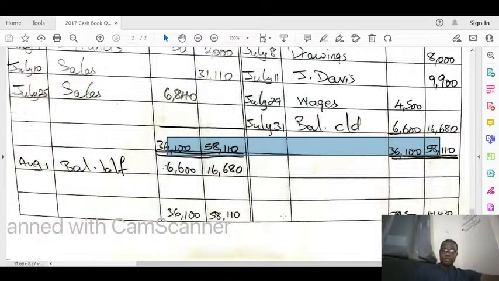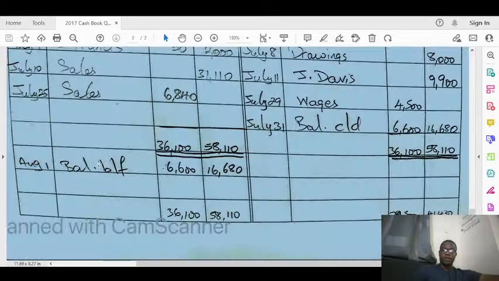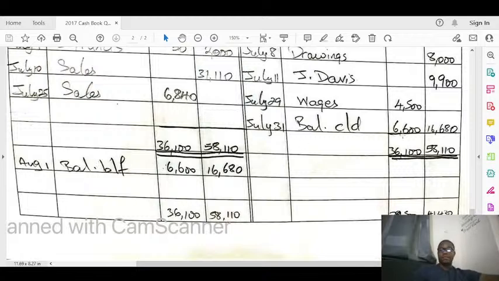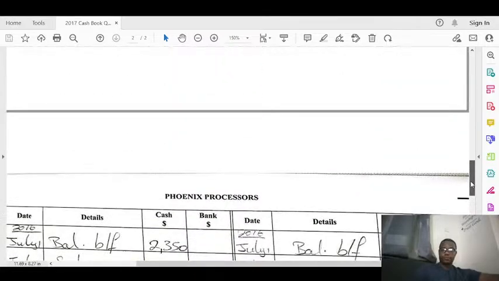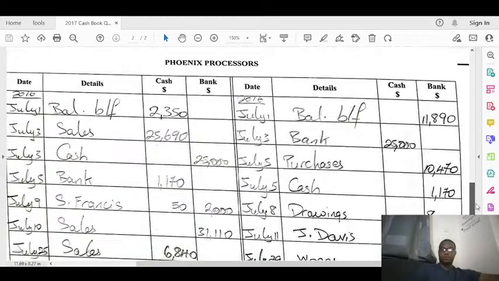Remember that, right? And then now you insert the balance brought forward or your balance brought down. It is always inserted at the beginning of the next month, right? So you insert the balance brought forward. The balance brought forward is the same as the balance carried down. The only difference is that they are on opposite sides and the balance brought forward is below or beneath the totals. So that's basically how you balance off a cash book, right?